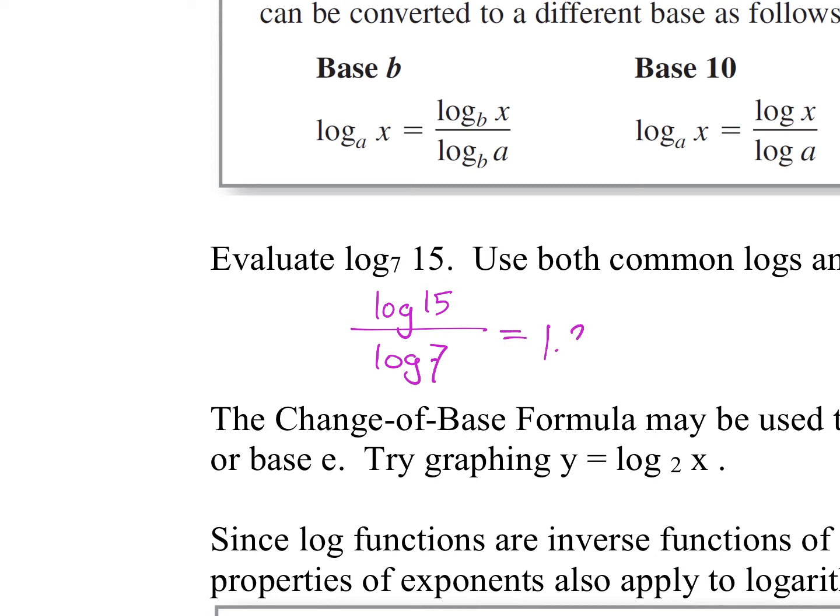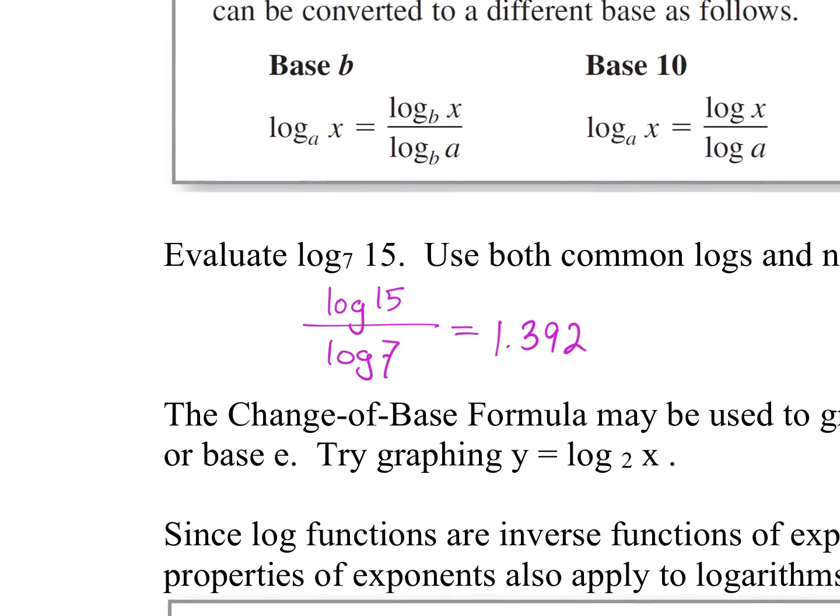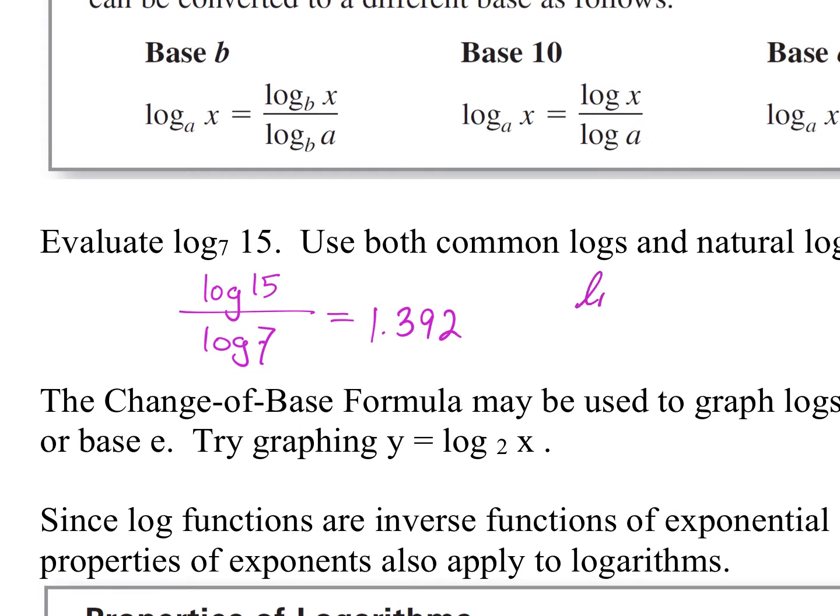We'll get 1.392. We could do the same thing with the natural log of 15 over the natural log of 7. Again, we'll get the exact same answer. This should make sense, right? This number is the number we would raise 7 to in order to get 15 as a result. So what we can see here is that it doesn't really matter what base we use when we use the change of base formula. So we want to use whichever one's most convenient.